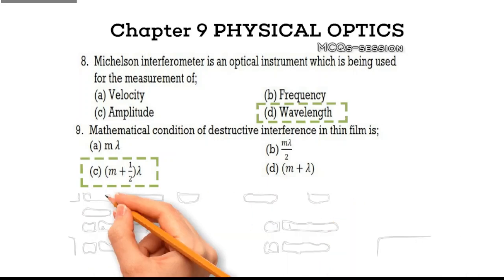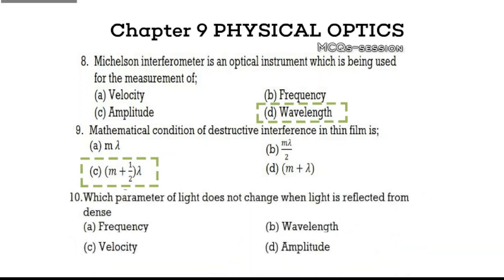Question 10. Which parameter of light does not change when light is reflected from a dense medium? A. Frequency, B. Wavelength, C. Velocity, D. Amplitude. Answer, A. Frequency. Explanation. Frequency remains constant because it is determined by the source of light, while other properties like velocity can change.